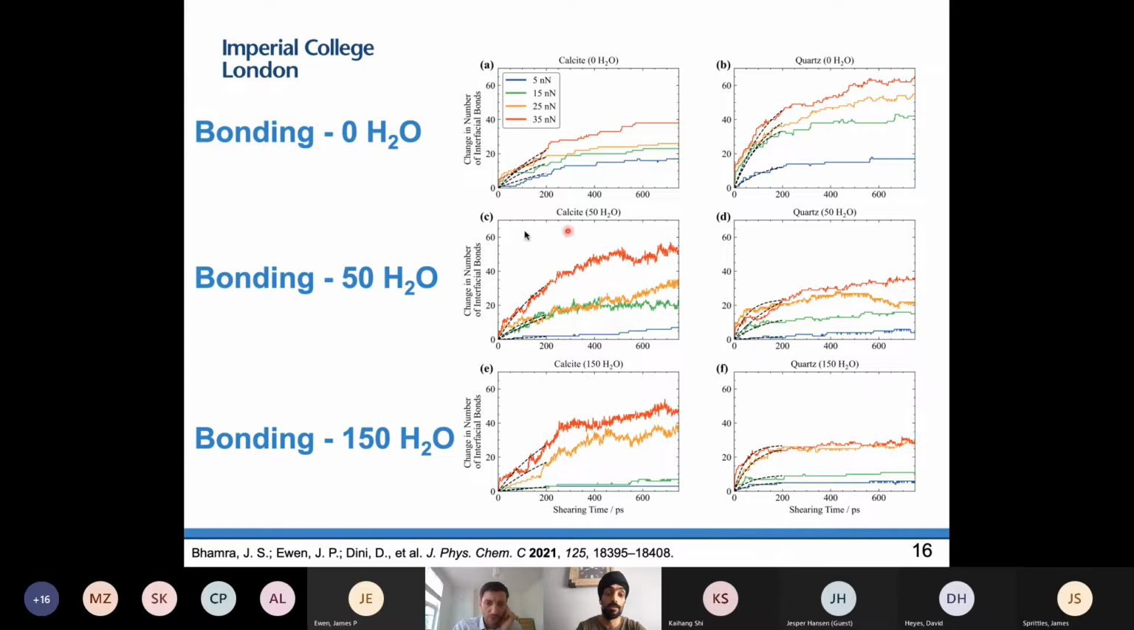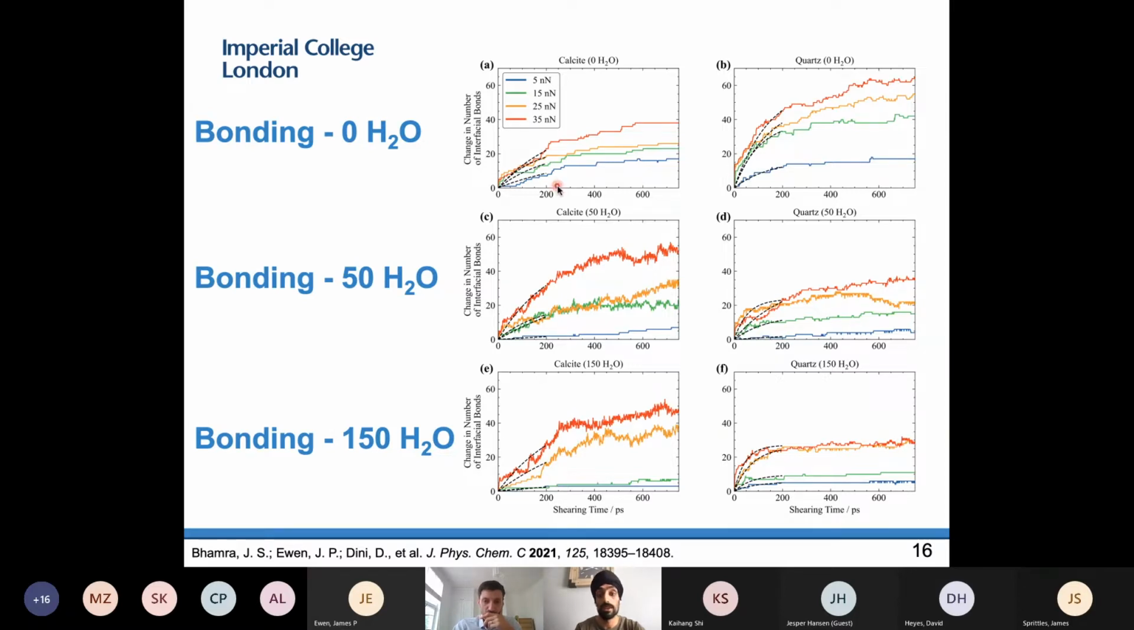Same again for the wet cases. We can see that the bonding changes as we add more water molecules. So for quartz, the bonding decreases as more water molecules are added, but for calcite, it actually increases. And we guess that's what causes the increased friction.